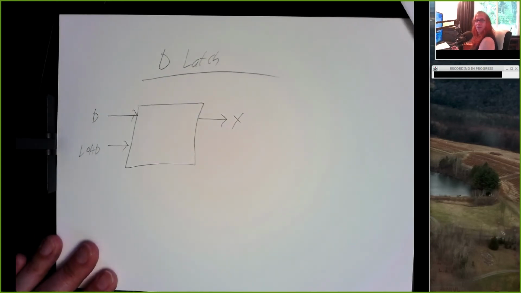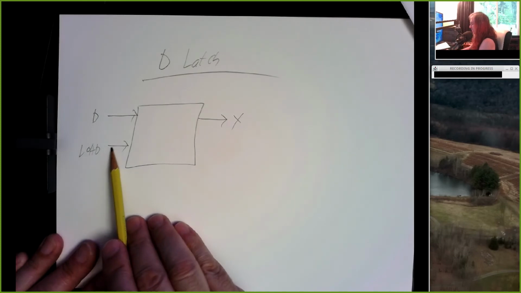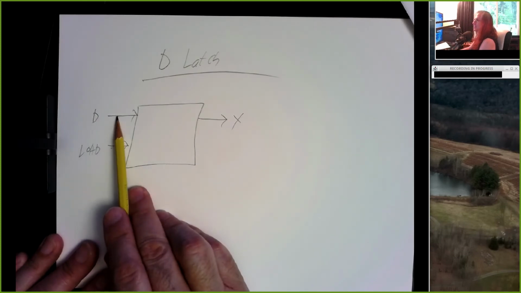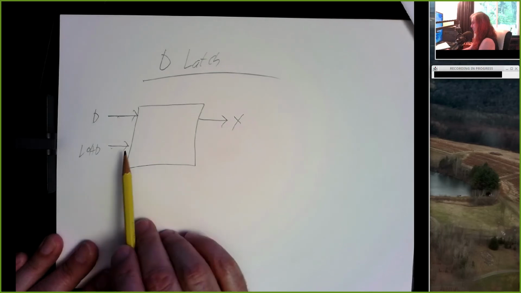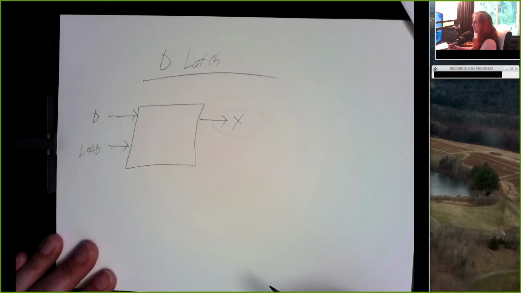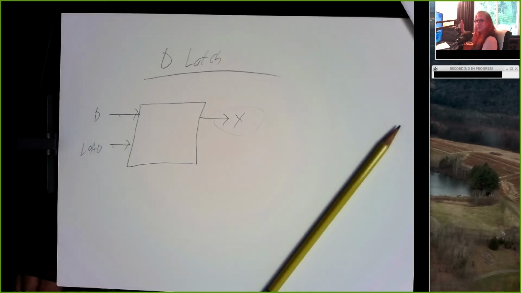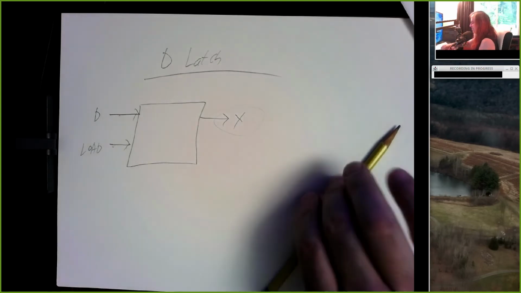And the idea here might be, when this load line goes high, I want you to remember the value of D. If load is low, just remember whatever value you remembered before. But when the load line goes high, it's like opening up a gate, right? So you've got a field and you've got cows outside. You open up the gate, the cows can come into this fenced-in area. And then when the gate closes, whatever's in that fenced-in area is in there, right?